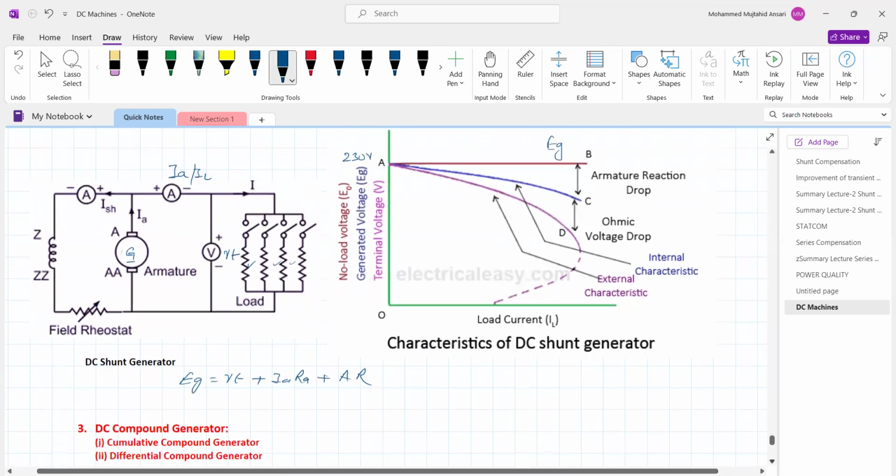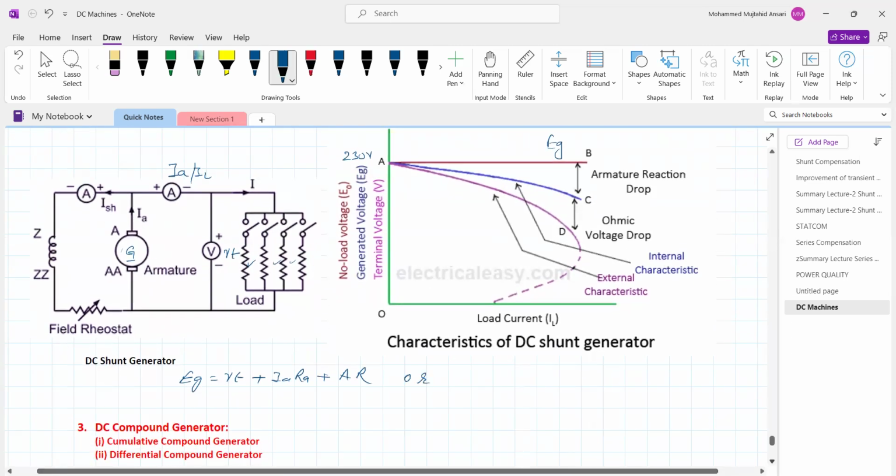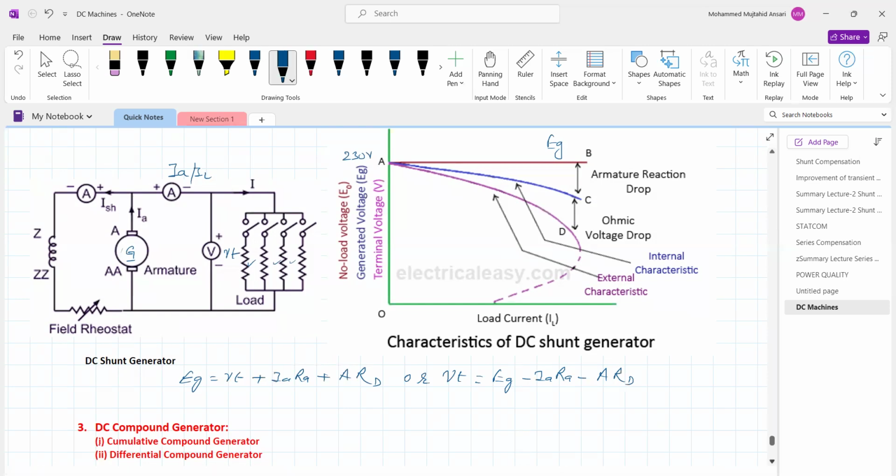So if you write this equation the other way, the terminal voltage is equal to EG minus IARA minus armature reaction drop. See, this is the terminal voltage. So we are going to measure the terminal voltage. It is not possible to measure the induced EMF with the help of a voltmeter. So we are going to measure the terminal voltage, which is the voltage we have measured with the help of the voltmeter. And this is nothing but the terminal voltage VT.